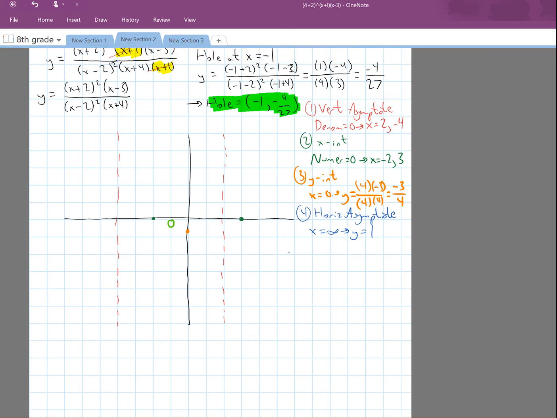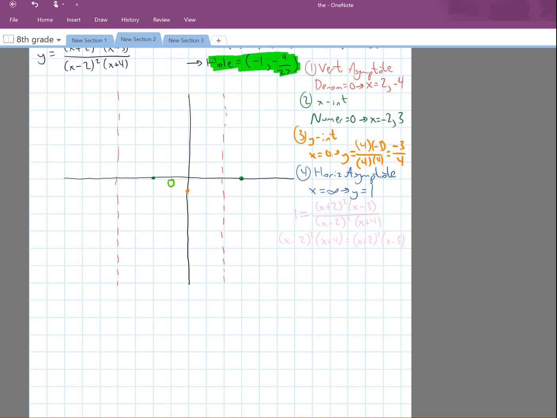Right, when y equals 1, we get 1 equals the whole expression. 1 is the left side, it's the y value. If I multiply both sides of this by the entire denominator, there is no denominator, and 1 multiplied by it just becomes that, so it's (x minus 2) squared times (x plus 4) equals (x plus 2) squared times (x minus 3). This is going to get messy, but I do want us to go through it, because you could always use practice solving this.